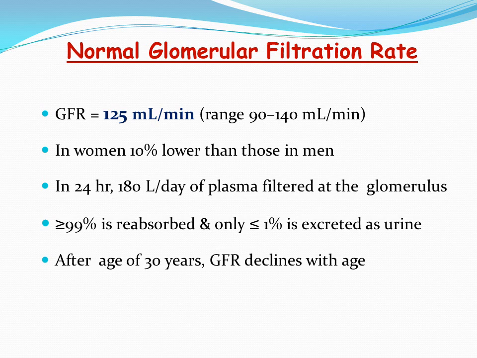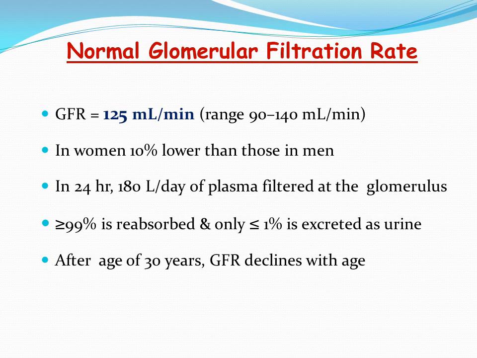So normal GFR in a healthy adult person is around 125 ml per minute, with a range of 90 to 140 ml per minute. Please note this 125 ml. Memorize this 125 ml per minute. This is the normal GFR. That is of both the kidneys combined, not of a single kidney.